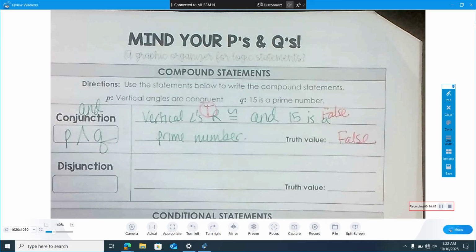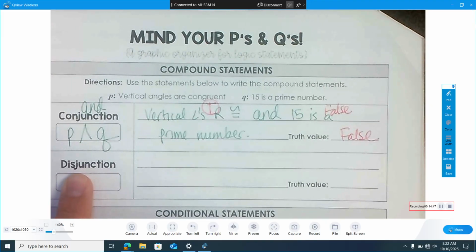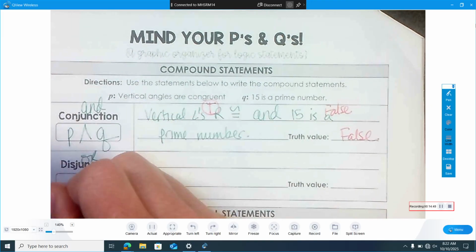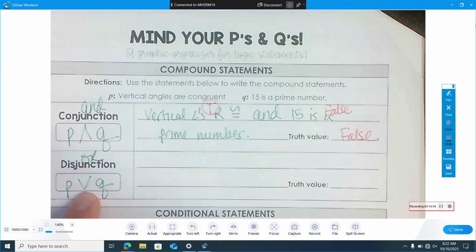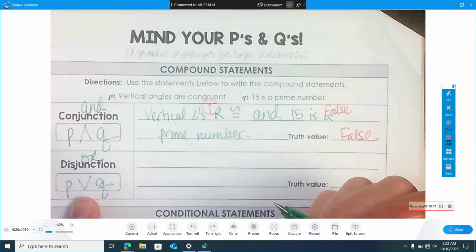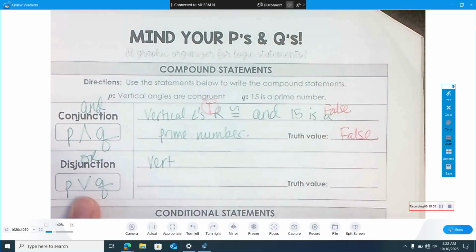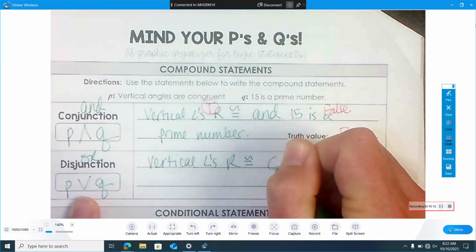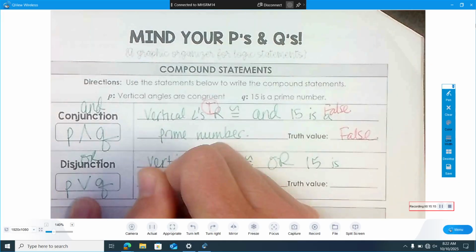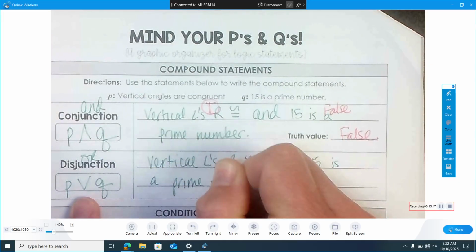Okay, what's the disjunction? What word do we use for disjunction? Or, and we would write that P or Q with that upside down caret, I don't know what you call it. Oh well. So what are we going to write for our statement? Vertical angles are congruent, or 15 is a prime number.